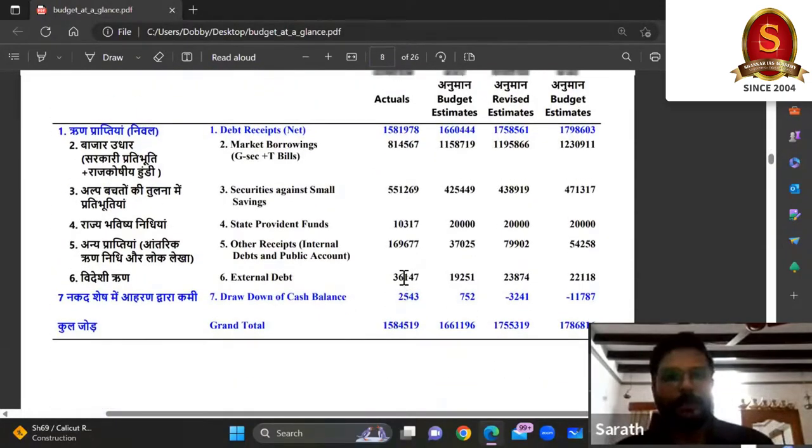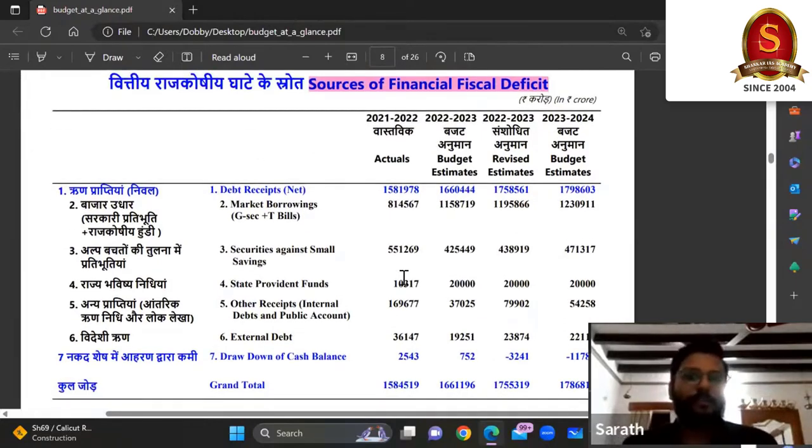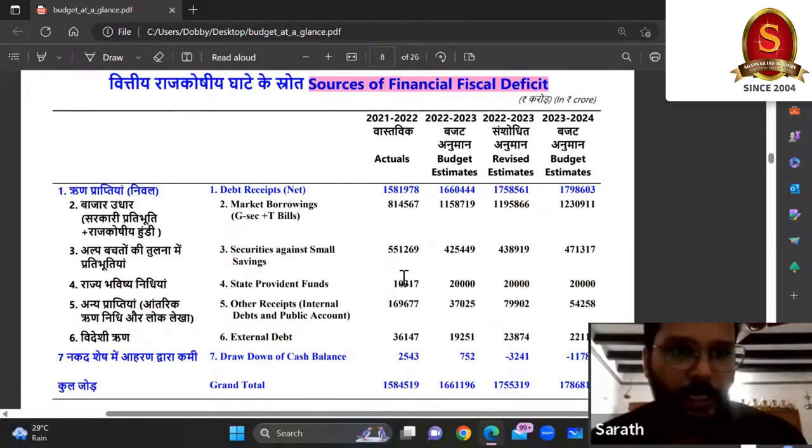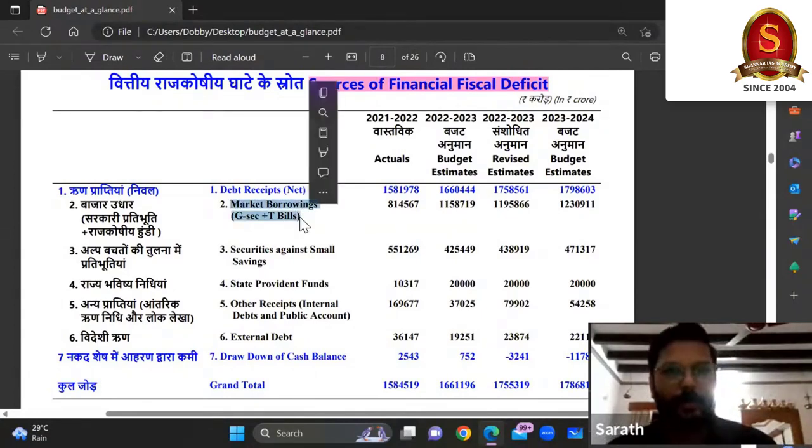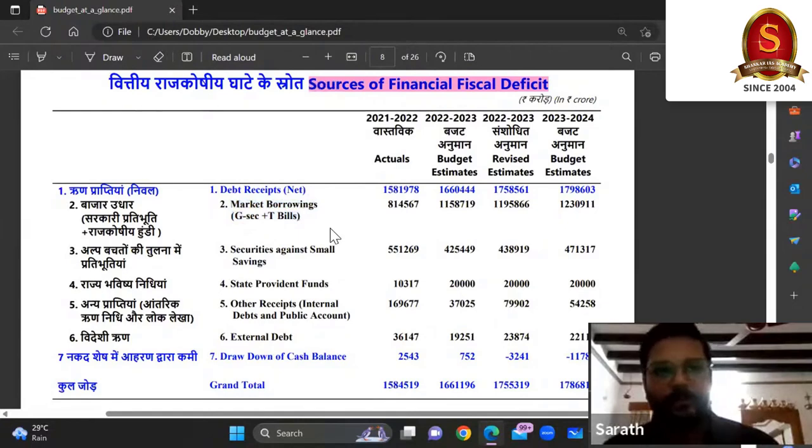So this is the data. Okay. Sources of financing fiscal deficit. So what is meant by market borrowing? Market borrowing refers to, look at the number two over here, market borrowing. Vijayashree, you can take a look at it now. This is what I'm explaining, the first point. Market borrowings is G-Sec plus T-bills. Okay. So this is market borrowing.